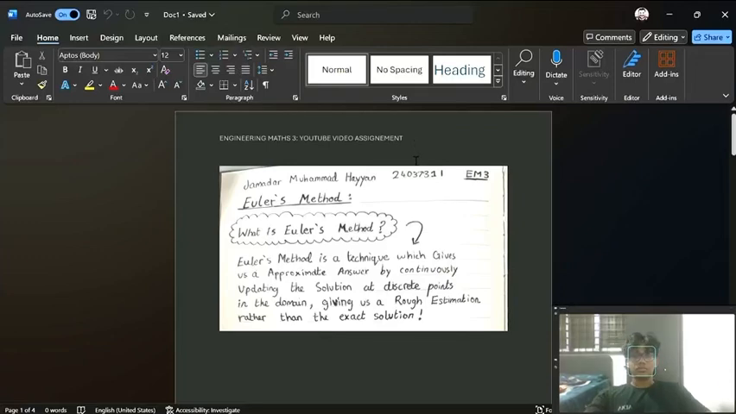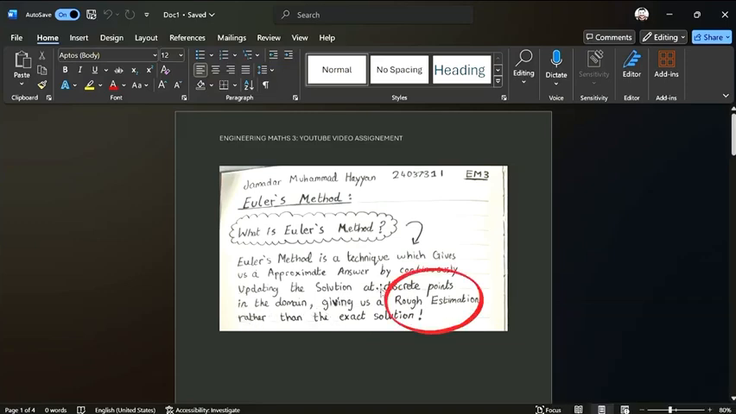Alright, so what is Euler's method? Euler's method is a technique which gives us the approximate answer by continuously updating the solution at discrete points in the domain, giving us a rough estimation rather than the exact solution.